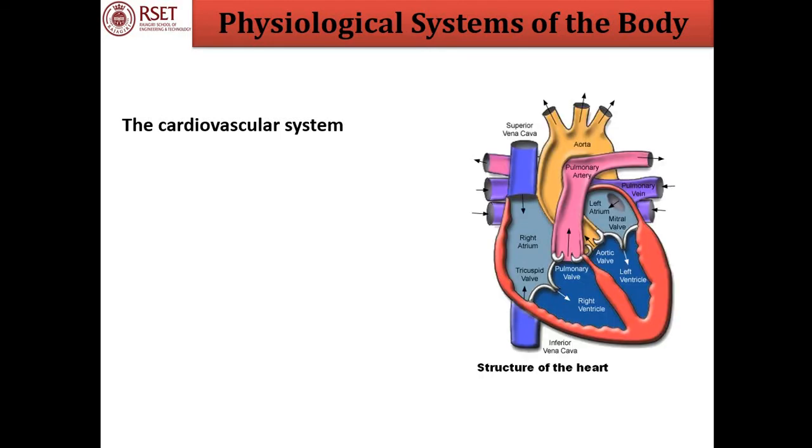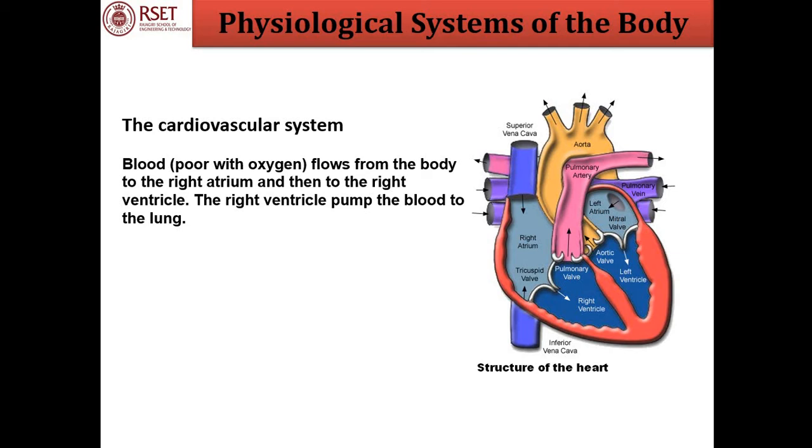The main component of the cardiovascular system is the heart. Heart has 4 chambers, 2 auricles or atria and 2 ventricles. And they are supported by huge tubings called the aorta and the pulmonary artery. The atria are in the top and the ventricles are in the bottom of the heart.